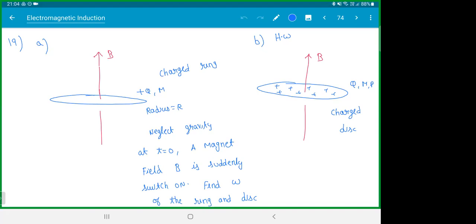Others, do keep your cams on. This was the last one that I gave you. I showed you how to do it for a ring, and then I asked you to do it for the disc as homework. Did anyone try this?